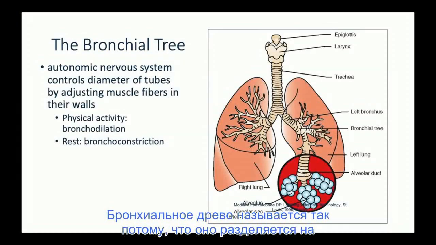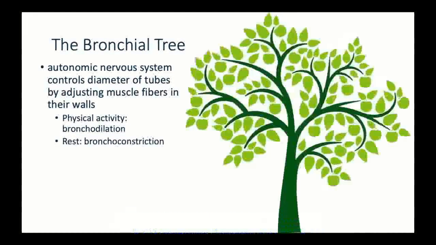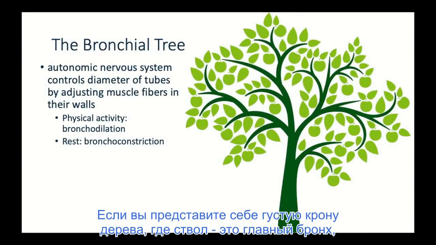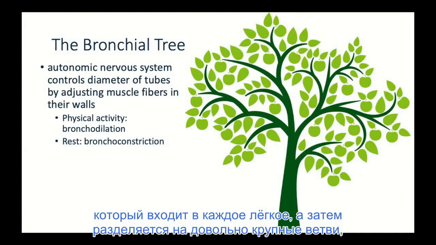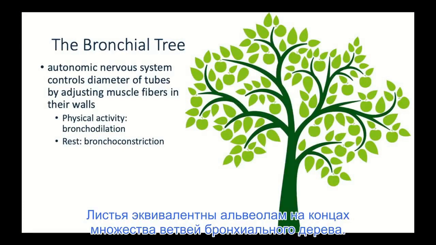The bronchial tree, we call it the bronchial tree because they divide into smaller and smaller passageways, much like the branching of a tree. So if you imagine a bushy tree, the trunk represents the main bronchus that enters each lung, and then it divides into some fairly large branches, which divide into smaller and smaller branches that finally terminate in the leaves. The leaves, essentially, are equivalent to the alveoli at the ends of many branches of the bronchial trees.